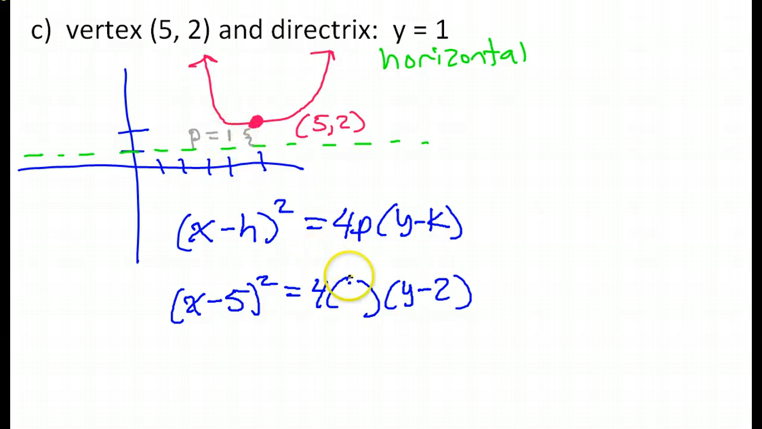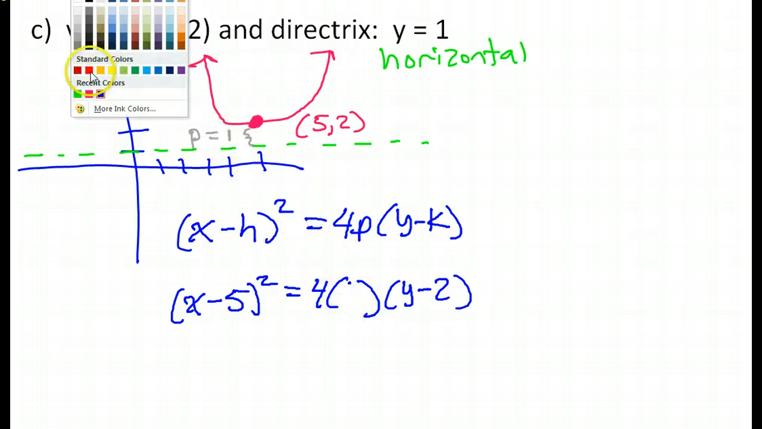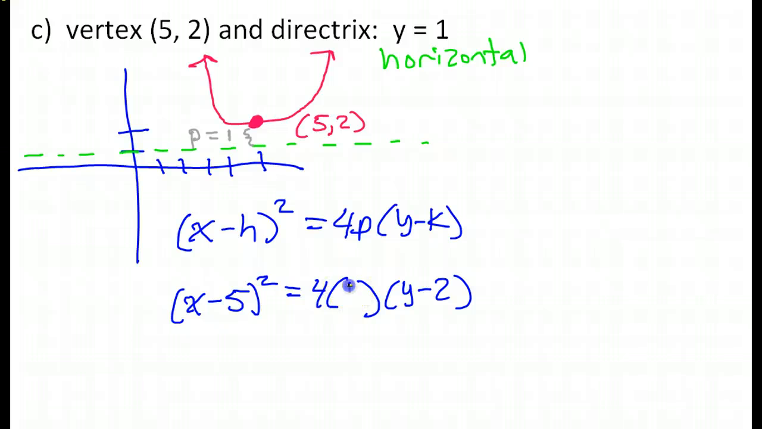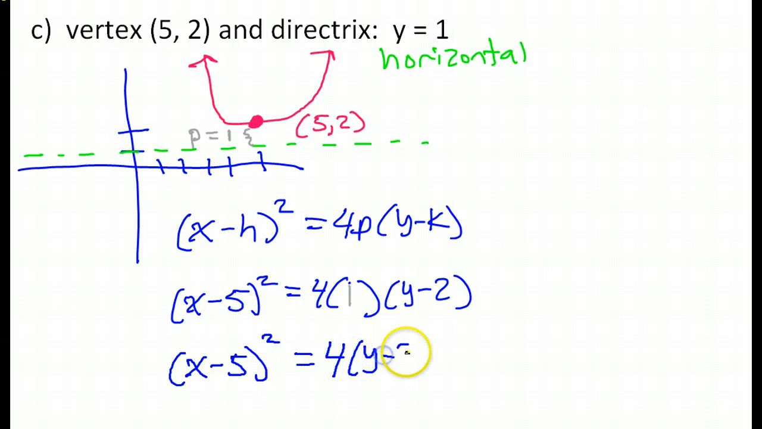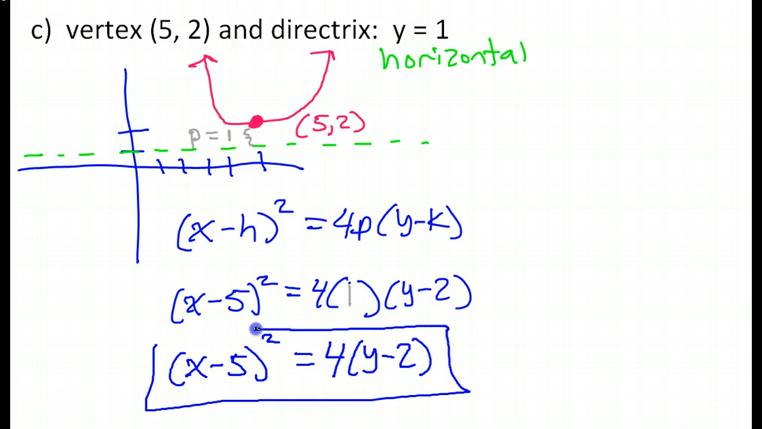Now, we saw that the p-value is 1. And of course 4 times 1 is just 4. Okay, so the final answer is x minus 5 squared is equal to 4 times y minus 2, not squared. Okay, that is how you do C.